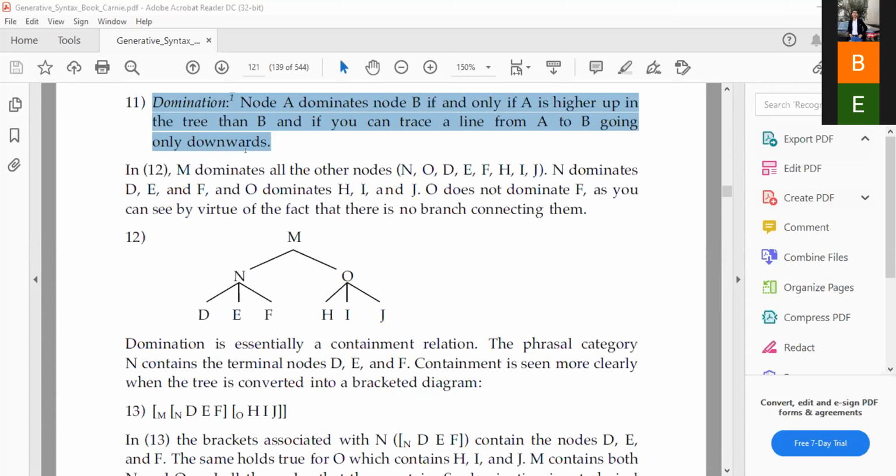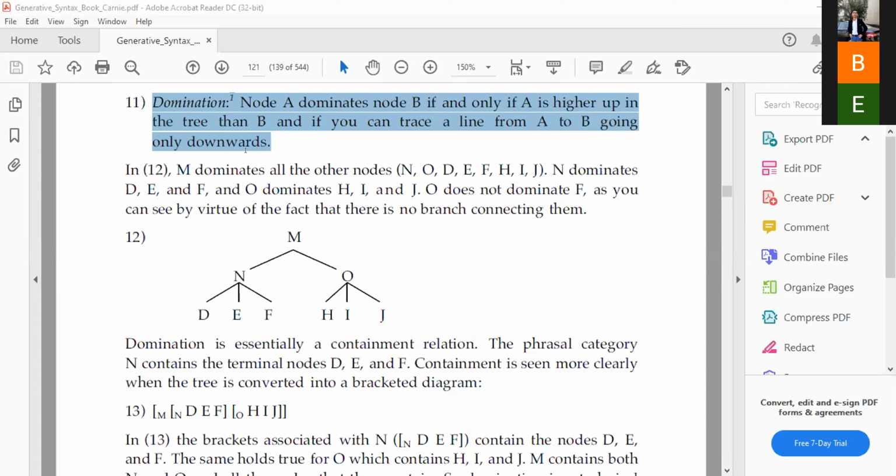What about N, Hamza? N here dominates the three nodes: D, E, and F. What about O? O dominates H, I, G, J. So as Hamza mentioned, if A is higher than B, and if we trace a branch or a line, it goes downward, then we say that A dominates B.